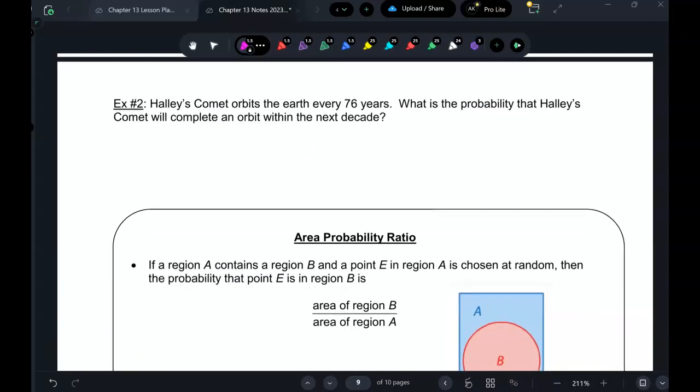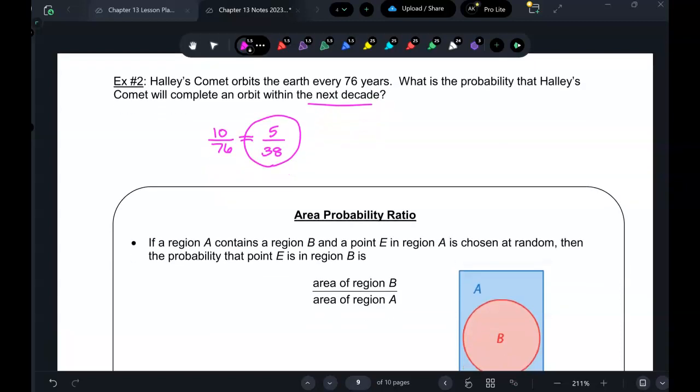Okay, Halley's Comet orbits the Earth every 76 years. What's the probability that Halley's Comet will complete an orbit within the next decade? 10 over 76. It's just saying any single decade. Wait, how long is a decade? 10 years. So 10 over 76. Wait, 5 over 30. Oh, yeah. Right.